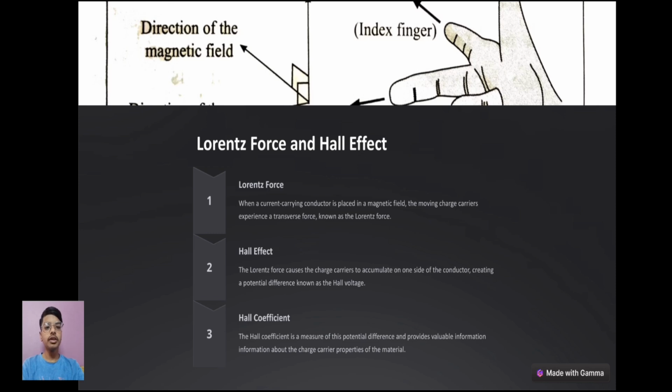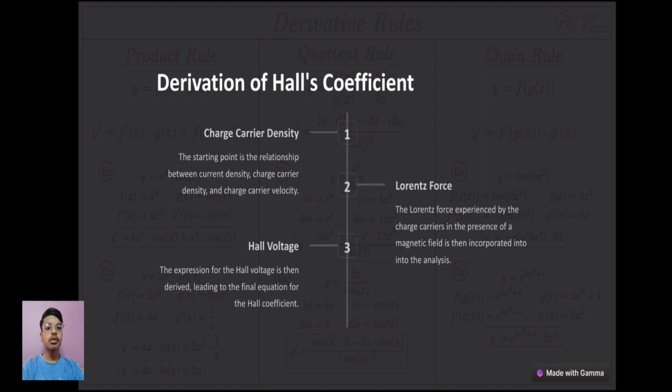Lorentz force and Hall effect. Lorentz force. When a current carrying conductor is placed in a magnetic field, the moving charge carriers experience a transverse force known as Lorentz force. Hall effect. The Lorentz force also causes the charge carriers to accumulate on the side of the conductor, creating a potential difference known as Hall voltage. Hall coefficient. The Hall coefficient is a measure of the potential difference and provides valuable information about the charge carrier properties of the material.